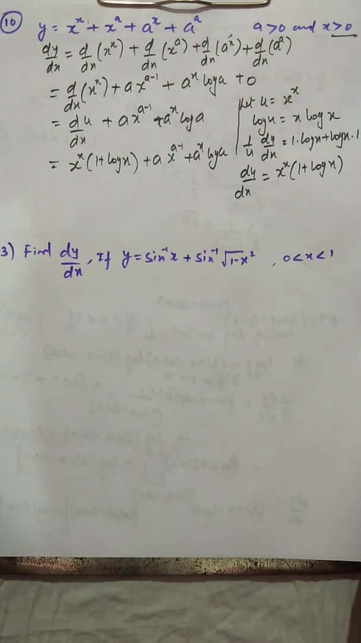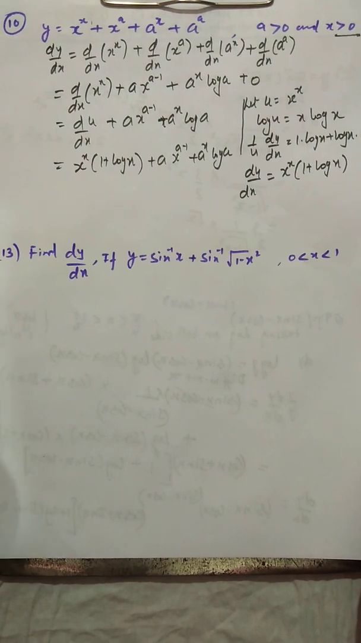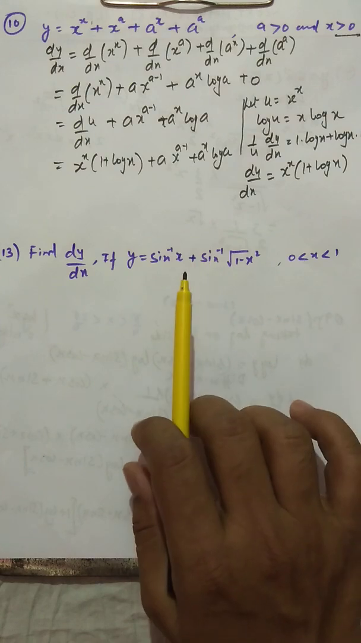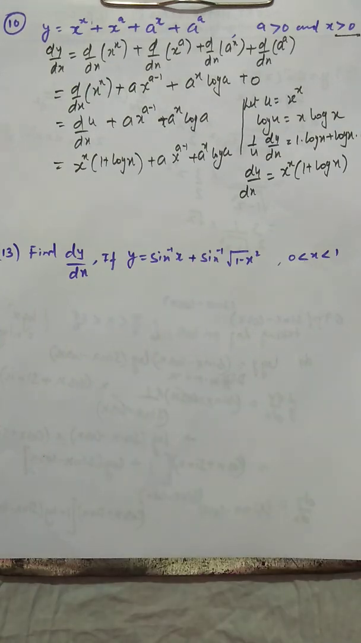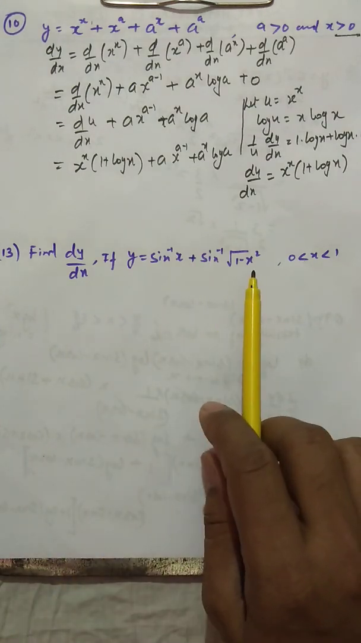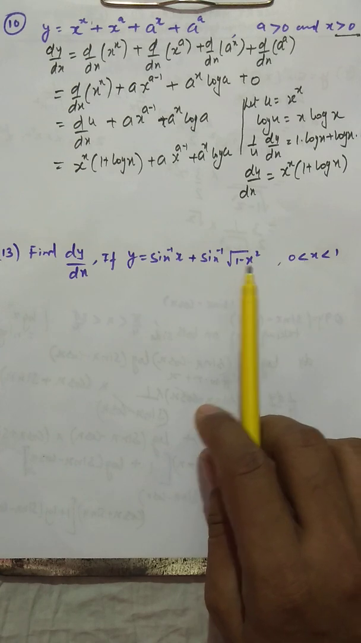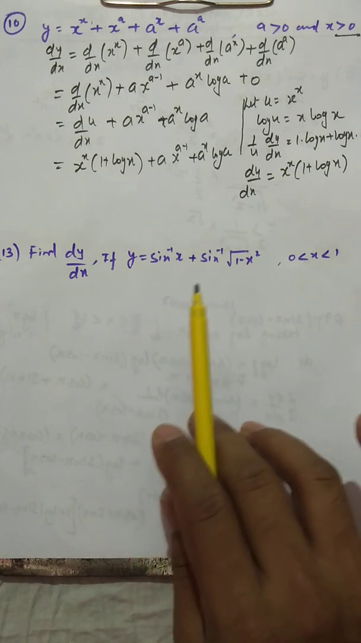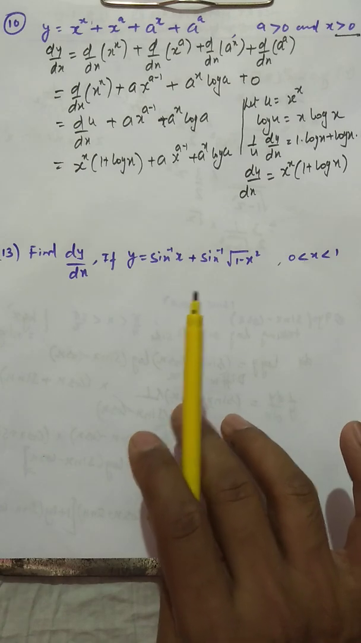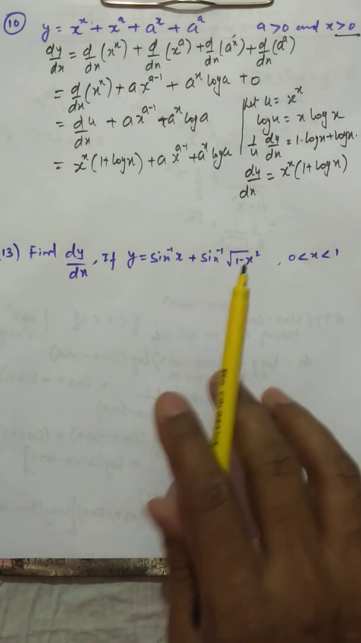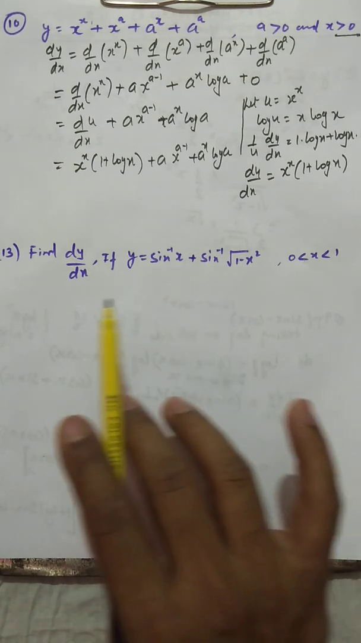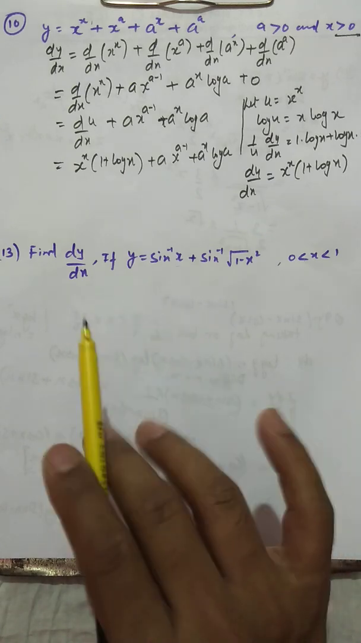Now question number 13 can be solved with two methods. The first method is that you simply apply the derivative of sine inverse x. The second method is that you substitute some value of x here and get the derivative. But substitution we have not studied, it is in chapter number 2, so we are not discussing it now. So first we'll do this directly.